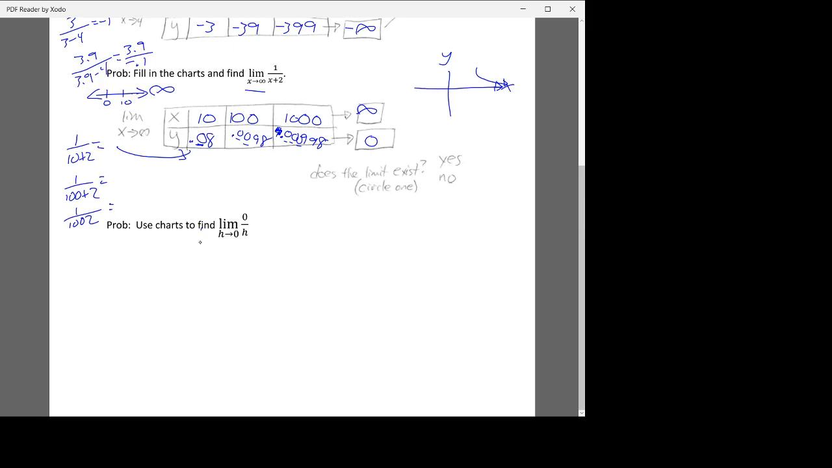So here, instead of x, I used h, and the function is 0 over h. So I want h goes to 0, so we can have the limit as h goes to 0 from the right, and the limit as h goes to 0 from the left. And here's how we use it. So we'll put the h in, and then our function is 0 over h. So instead of y, I'm just going to write the 0 over h to make it a little more obvious what we're plugging into.